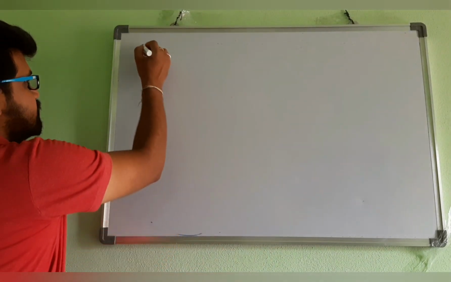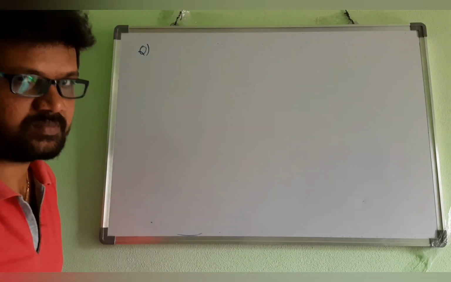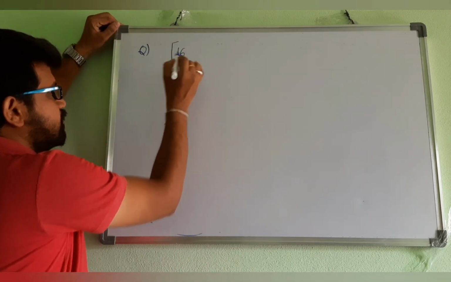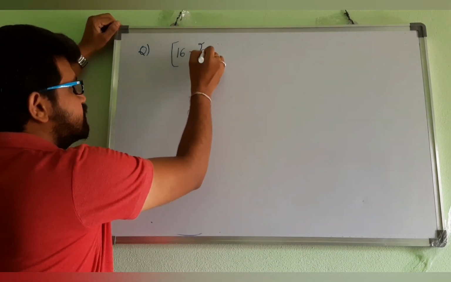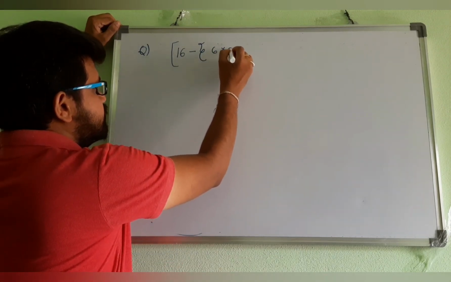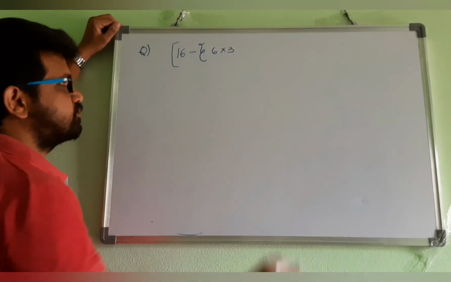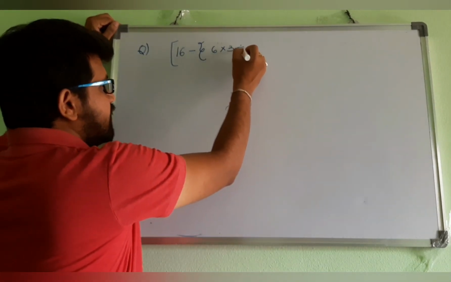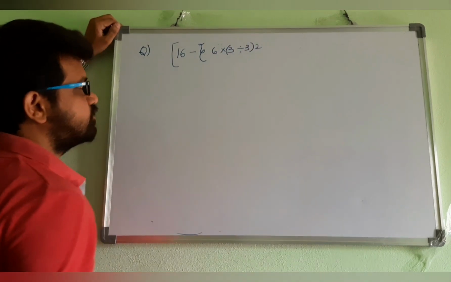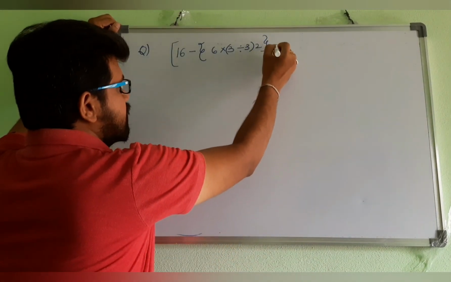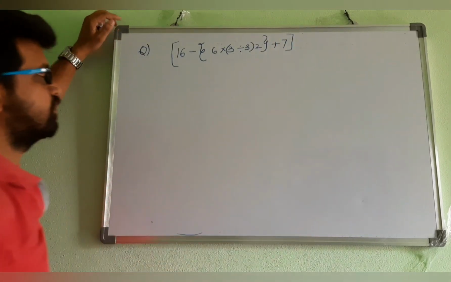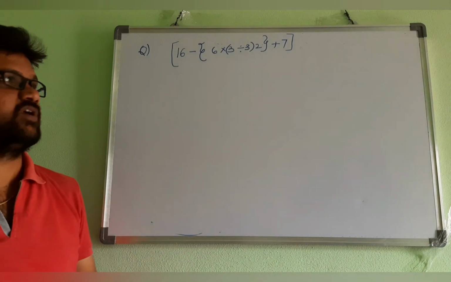Now I will give one sum. Note down this sum and try to do this. 16 minus 6 into 3 divided by 3 into 2 plus 7. See here, this is one sum, we can do this.